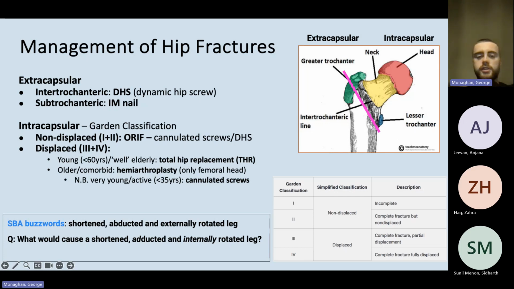But then we know what a shortened, adducted, and internally rotated leg would indicate. Is it a posterior dislocation? Yeah, exactly. Good. So posterior dislocation of the hip is what comes with the shortened, adducted, internally rotated leg. And the most common one you might already know of is if somebody's in a car crash and they have their knees on the dashboard. People sit like that, I presume because it's more comfortable, and it's one of the common ways that a posterior hip dislocation happens, because the force is then pushing your hip backwards past the joint.